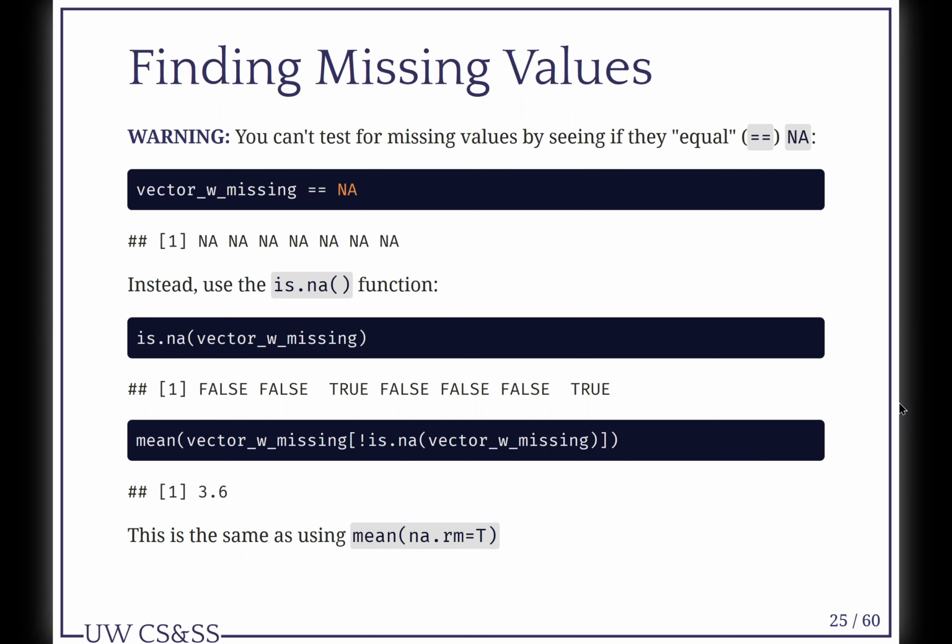Sure. So what's happening in this code here is that I'm subsetting to things that are not NAs. And the way I'm doing that is using the exclamation point to flip true and false on the is.na function. And so it only keeps the things that are not NAs. And then tell me the average of that.